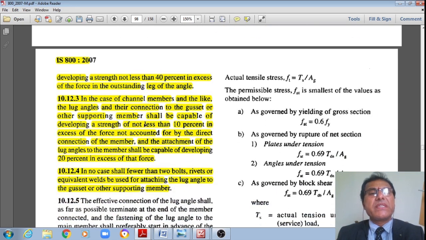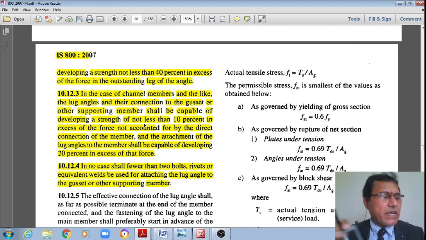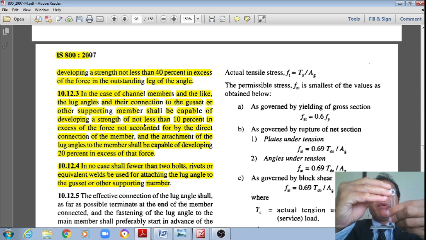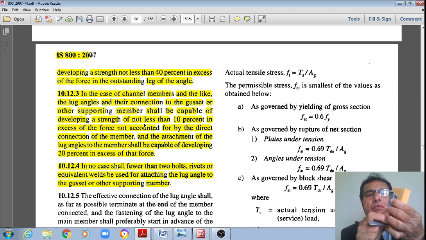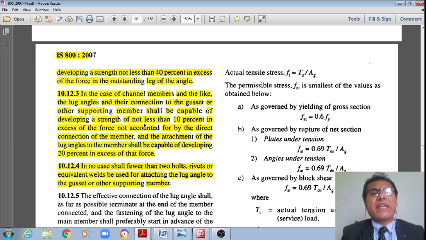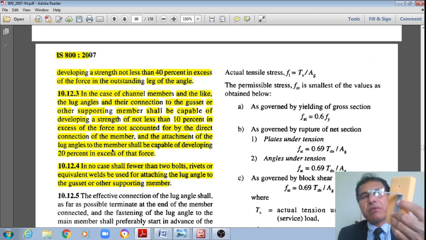Now the next codal specification is that in the case of channel members, if I do have a channel member instead of this angle, which is connected to the gusset plate, then in such a case the lug angles and their connections to the gusset plate or other supporting members shall be capable of developing a strength not less than 10% in excess of the force not accounted by the direct connection of the member, and the attachment of the lug angle shall be capable of developing 20% in excess of that force.